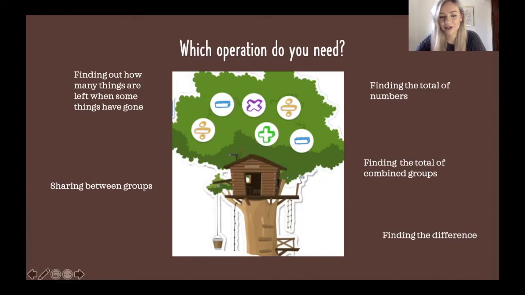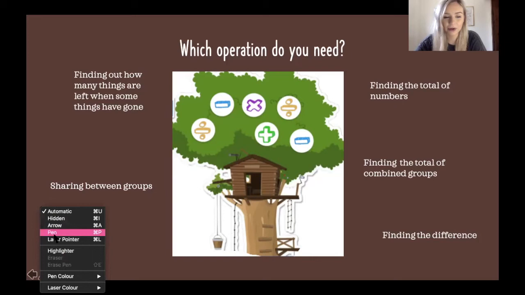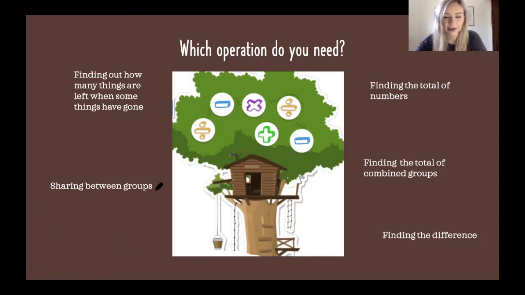Okay, well done for having a go at that. I am going to go through and link these up to the correct operation, so you can mark your work as well. So one of the ones that should be really easy to work out is this one down here because of this key word. Whenever we're sharing something between groups, but especially sharing, that means that we are dividing. So that's the link between that sentence and that operation.